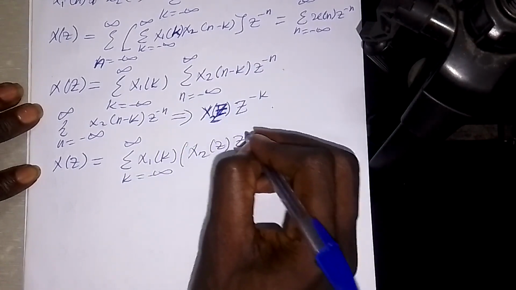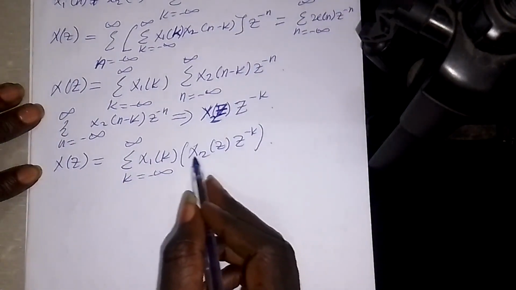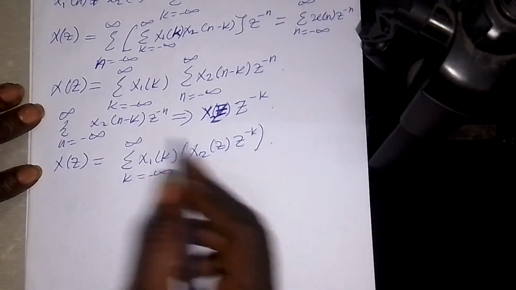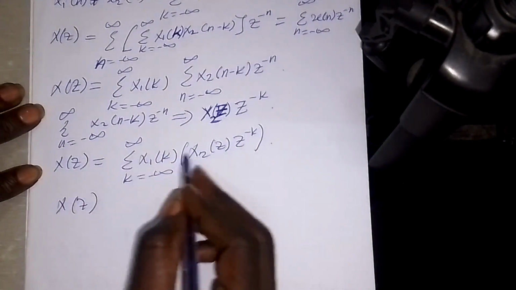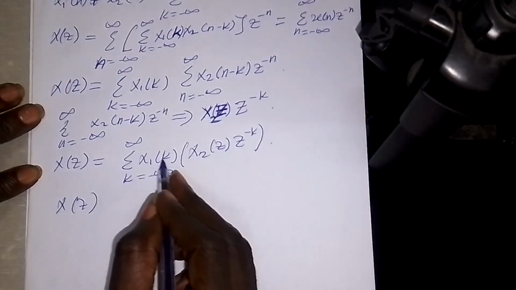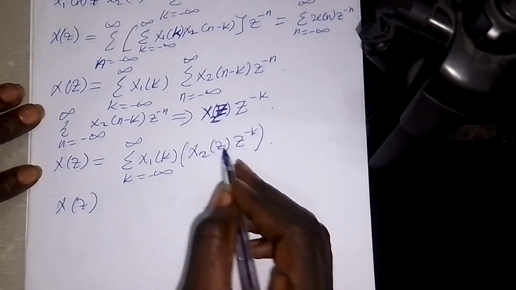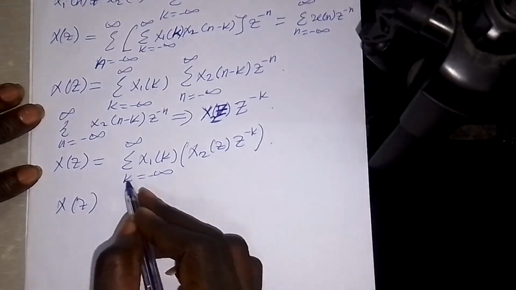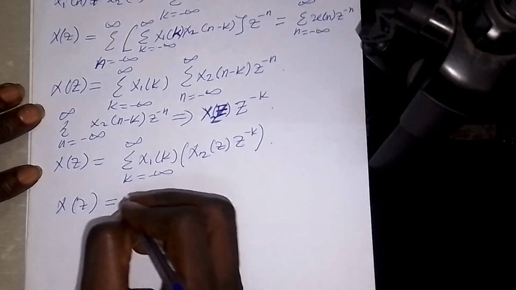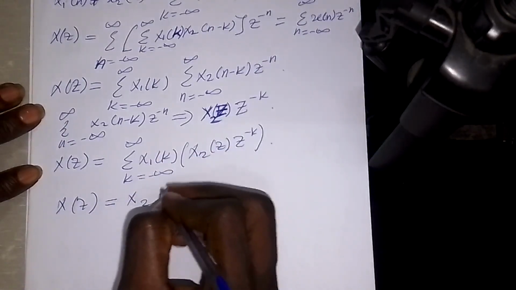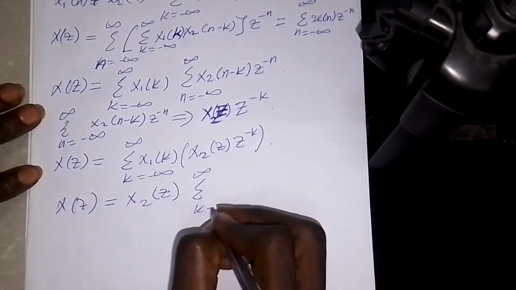Okay, so now I can take X2 of z outside the summation, because it's not being affected by k. Here is k, here is k, here is k, but see that there's no k in X2 of z, so it's quite different from the summation I have here. So I can take it outside. It's behaving like a constant. So X2 of z into the summation, k equals minus infinity to infinity.